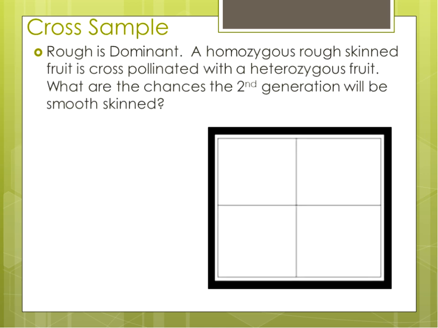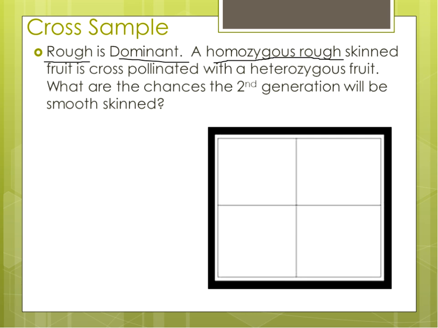Okay. So cross sample. We'll say rough is dominant. A homozygous rough-skinned fruit is cross-pollinated. So I need to think. It doesn't matter what letter I choose, I've got to keep it the same letter. A homozygous rough-skinned. Well, I know homo means the same, and rough is dominant.